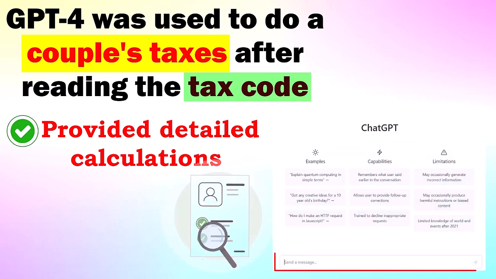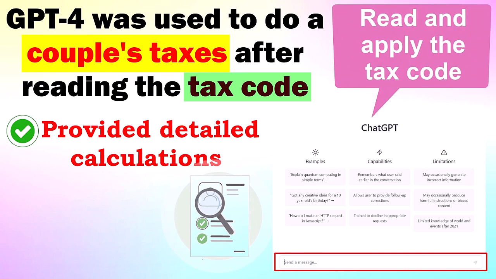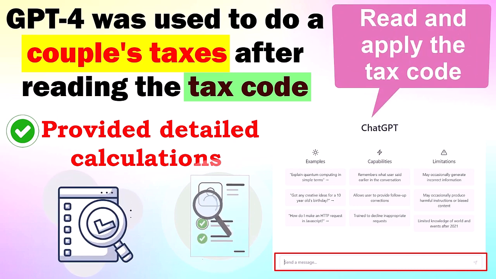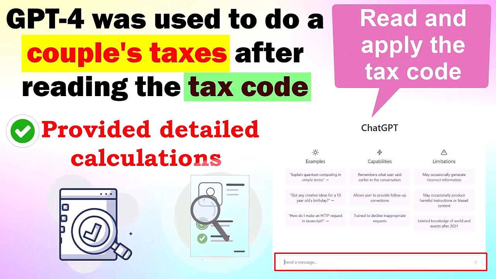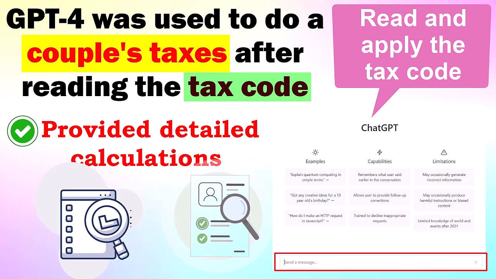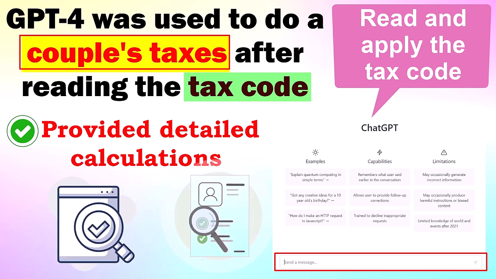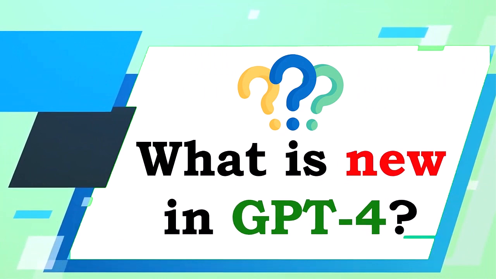The input instructed GPT-4 to carefully read and apply the tax code, spelling out each calculation and not skipping any steps. And as the model began to write out the calculations, it referred to the applicable statute and processed the couple's total liability. The question is, what is new in GPT-4?